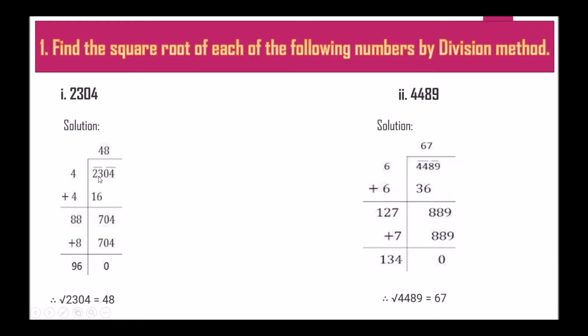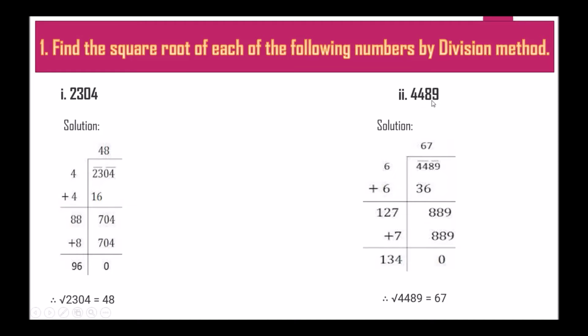So first we will take the first two digits. So 4 into 4, that is 16, plus 4. So 4 plus 4, that is 88. Now we will take the next number, that is 704. So we will do it with 8. So 88 into 8, that is 704. So 88 plus 8, that is 96. So 48 is the answer.